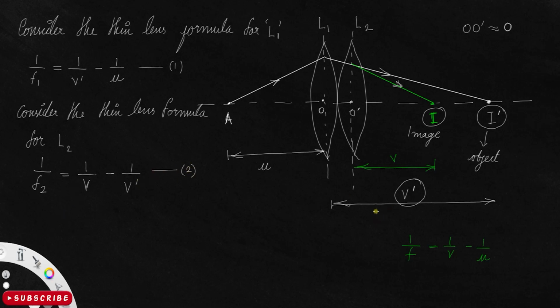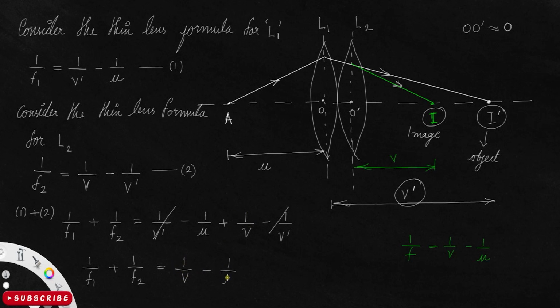Now, if I add these two, 1 plus 2, what do you get? On the left hand side it is 1 by f1 plus 1 by f2, and on the right it will be 1 by v dash minus 1 by u plus 1 by v minus 1 by v dash. You can cancel these two terms. So 1 by f1 plus 1 by f2 is equal to 1 by v minus 1 by u.